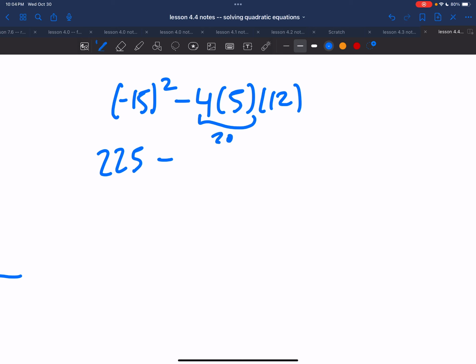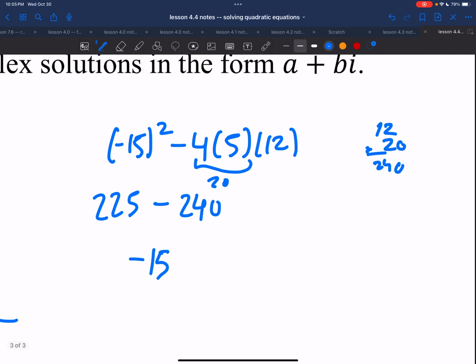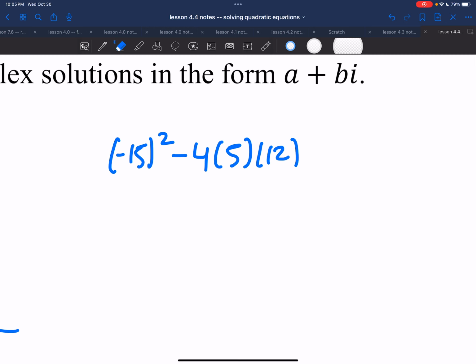So 20 times 12. If you double 12, right, you get 24. So if you add a 0, it's 240. So it's 225 minus 240, which is negative 15, okay? So this is then the square root of negative 15. Here's the cool and epic method that's just neat and fun. Is it more efficient? No, but it's neat and fun.